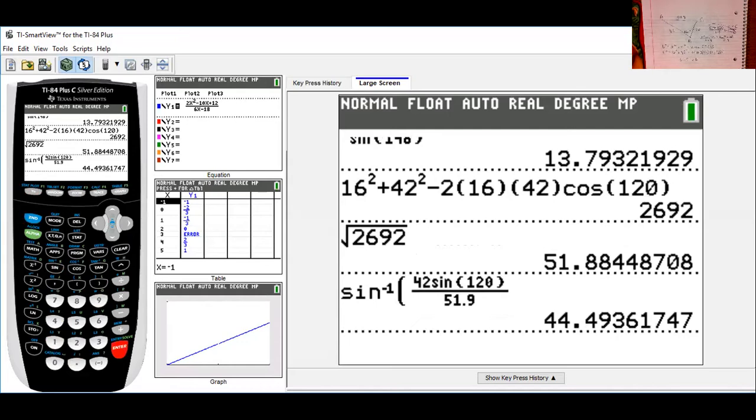All right, 44.49. So you are rounding to the nearest whole number. This one's so close, I would really take either one. It's not quite 44 and a half, so I am going to round it to 44 degrees.